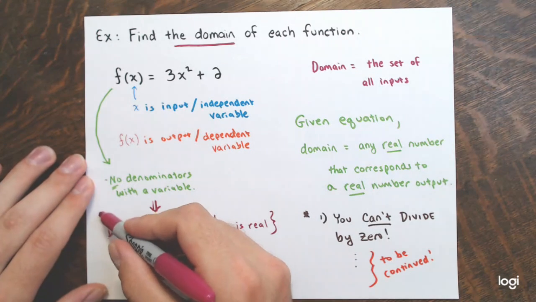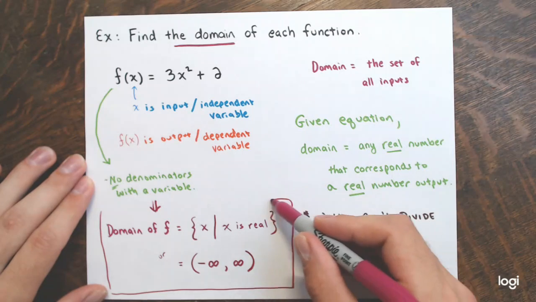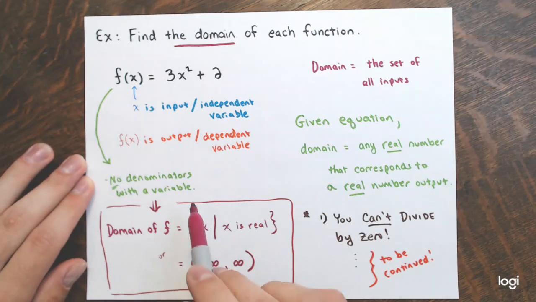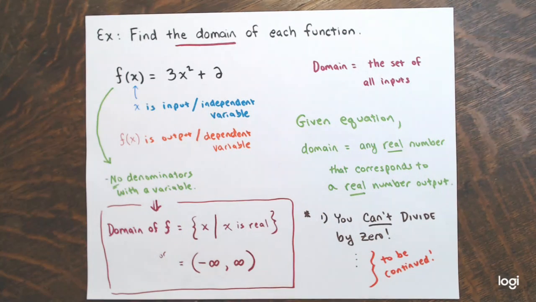All right, and that's the answer to the question. That's what's being asked for here. So the domain of this function is all real numbers. Anything I want is allowed to be plugged in for the input. Okay, so that's just one simple example there, no denominators with a variable.